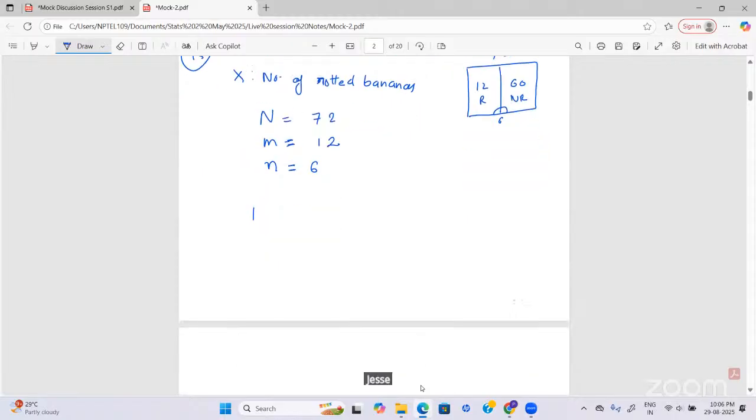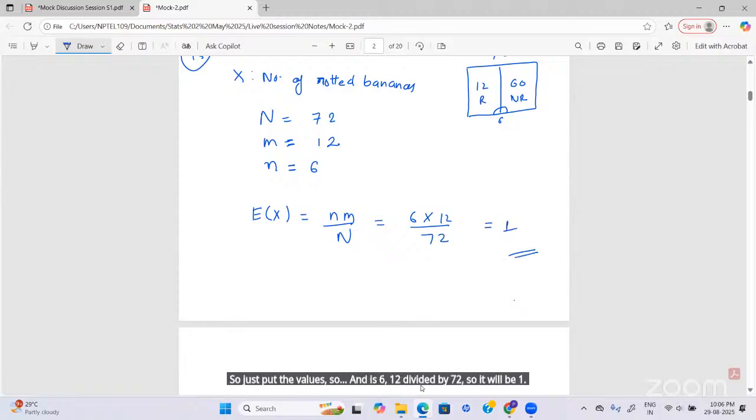Now we have to find the expected value of X. If you remember the formula, it is small n into M divided by capital N. So just put the values. n is 6, 12 divided by 72. So it will be 1. Okay, is this clear to everyone?